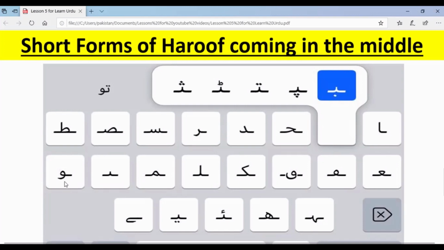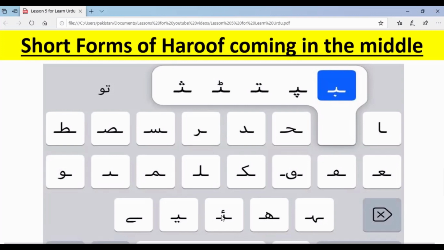And Wow, in the middle and in the end, it will look like this. And this is Golhe. When it comes in the middle, its shape will be like this. And again, it will have an inverted comma below it. And this is Do Chashmi He. When it comes in the middle, it will look like this. And these tails are for joining purposes. Here it will join with the previous letter, and here it will join with the next letter.